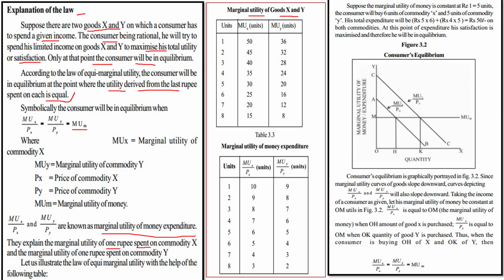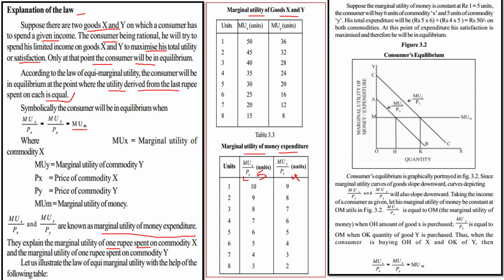So we can calculate the money expenditure. How to find it? It can be found as the marginal utility of X divided by the price of X. Here we take the price of good X equal to 5 and the price of good Y equal to 4. When we divide 50 by 5, that is 10.